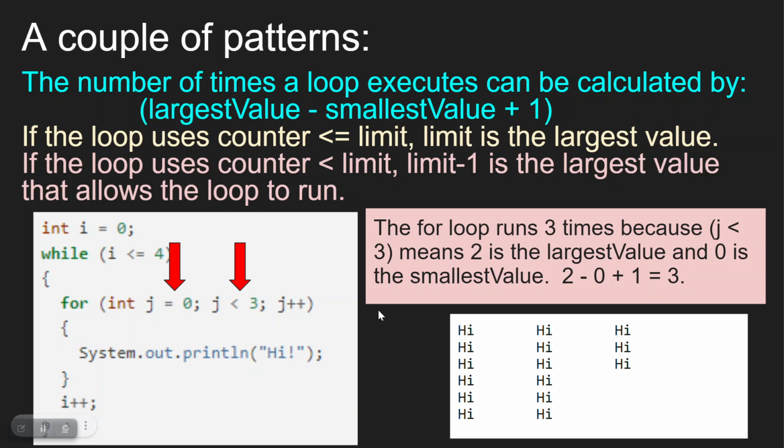Now, the next one is our for loop. The for loop runs 3 times because J is less than 3 means 2 is the largest value. Because remember, if it doesn't have the equal sign, then you subtract 1 from that number. So 2 is the largest value. And once again, 0 is the smallest value. So 2 minus 0 plus 1 equals 3. So we know that the while loop is going to iterate 5 times. We know that the for loop is going to iterate 3 times.